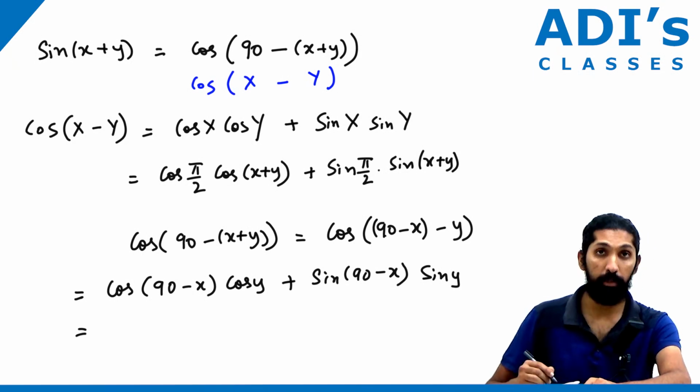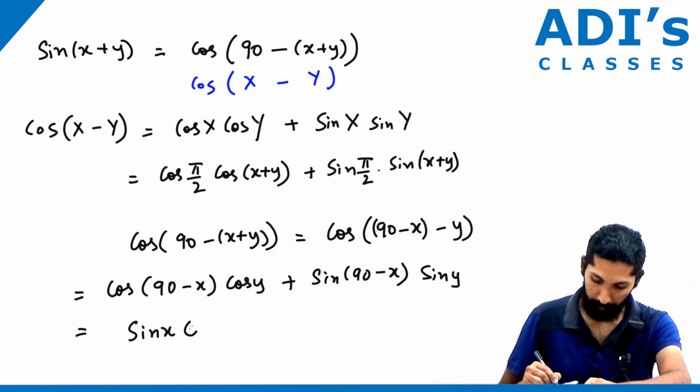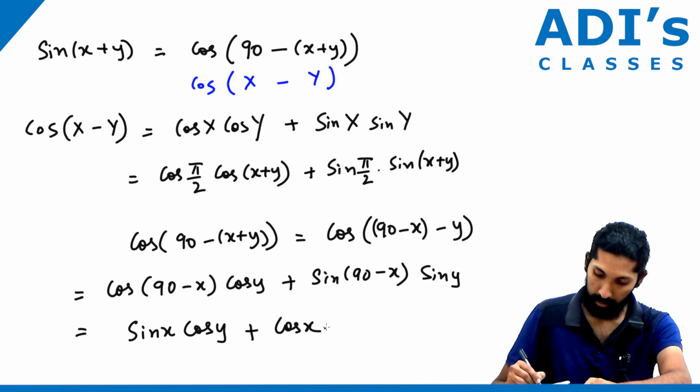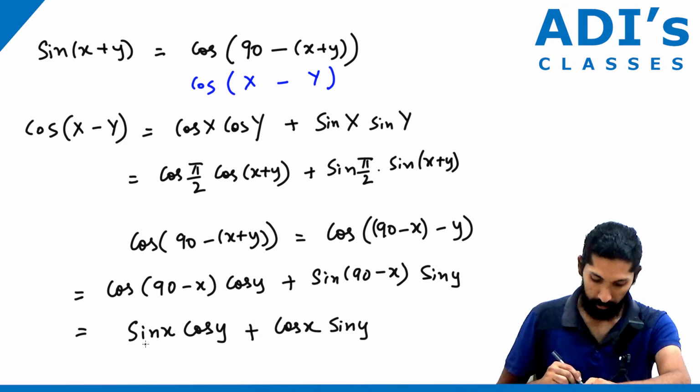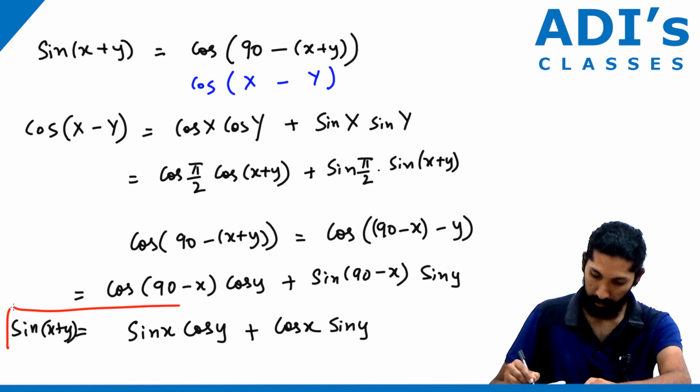What is cos of 90 minus x? Sin x. You get sin x cos y plus cos x sin y. This becomes sine of x plus y. So the formula is going to be this.